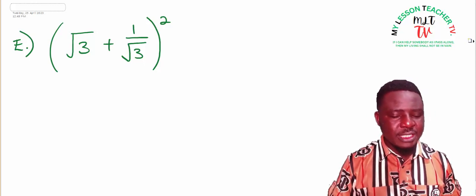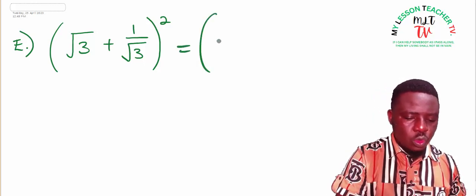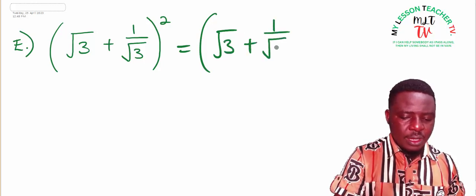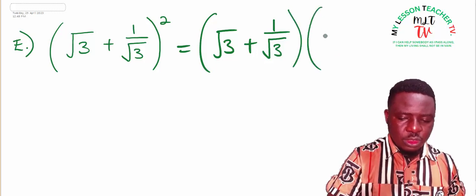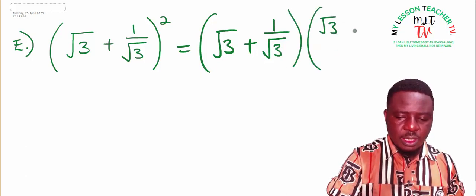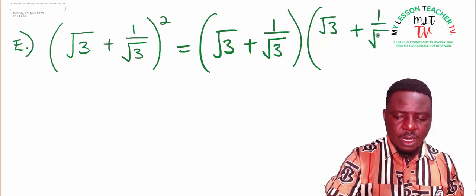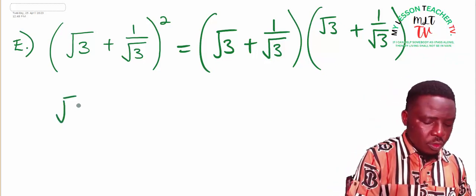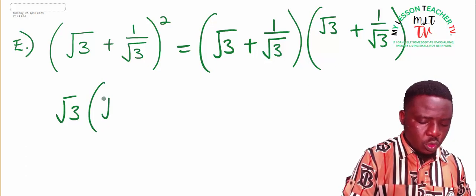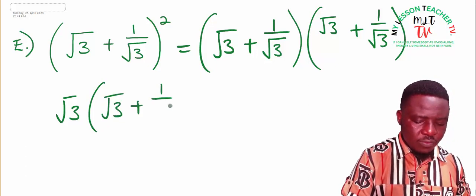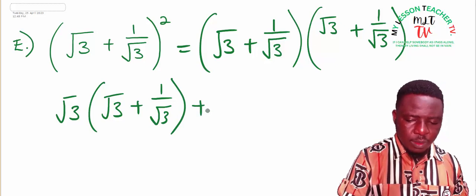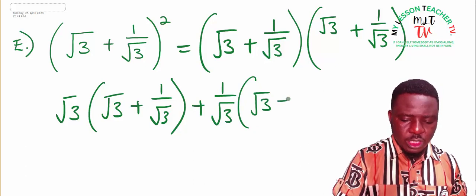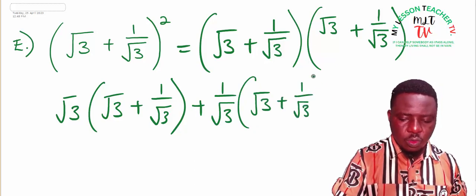Same thing we did in the previous example will be applied here. This is equal to root 3 plus 1 divided by root 3 to multiply root 3 plus 1 divided by root 3. So splitting one of the brackets into two, we have root 3 into root 3 plus 1 divided by root 3, plus 1 divided by root 3 into root 3 plus 1 divided by root 3.